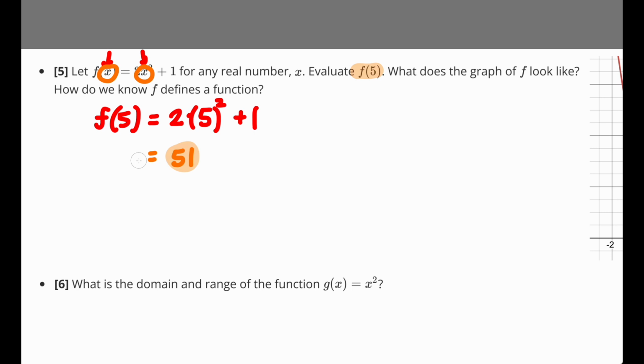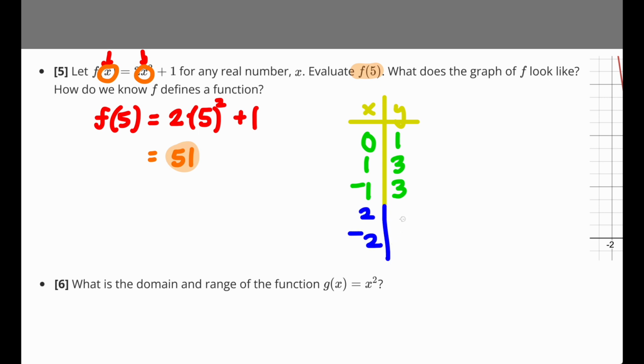How do we know f defines a function? So one thing we can do here is make another xy table. We're going to put in, let's see here, 0 is a good one to plug in, and then things that are around that 0 are good. So let's put in 0, you're going to get a 1. You plug in 1, you're going to get 3. Plug in -1, you also get 3, because this is a parabola. Let's put in 2 and -2 as well.